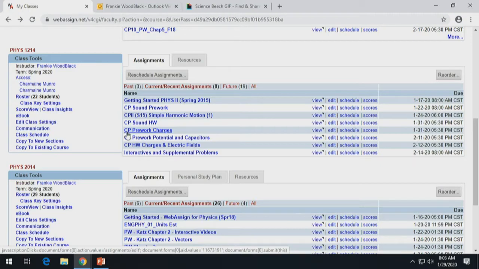So the test will be over waves and sound. Those are the two things that will be covered on this exam. And the test will be Wednesday, February the 5th. So that'll keep us all on track and keep us going, and we should be in good shape. And I have all the homework and everything in the grade book. So everything's now in the grade book.